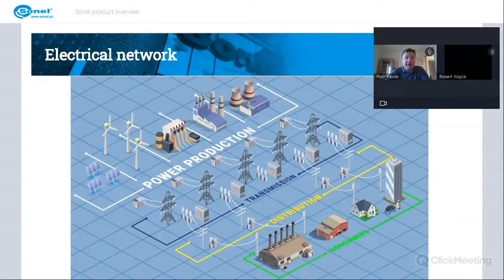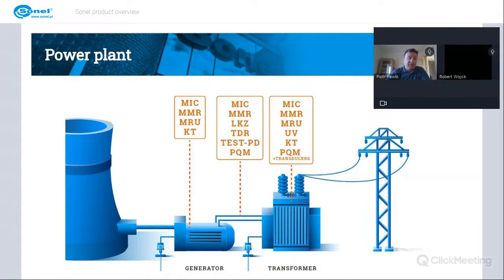So right now, let's see where we can use these meters. Here we can see the power network, which we have divided into power production, transmission and distribution, and consumers. We will discuss different types of power production, transmission and distribution, and different types of consumers to see where we can use the meters and what type of meters we can use at these different facilities.